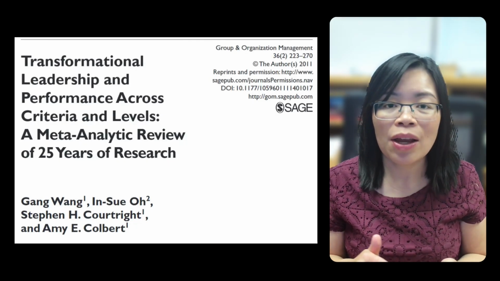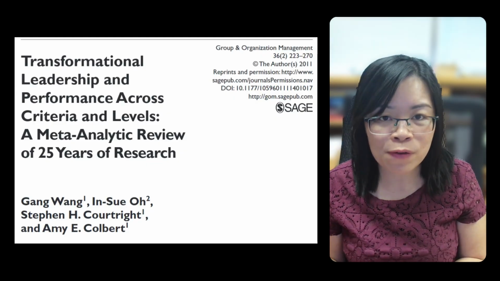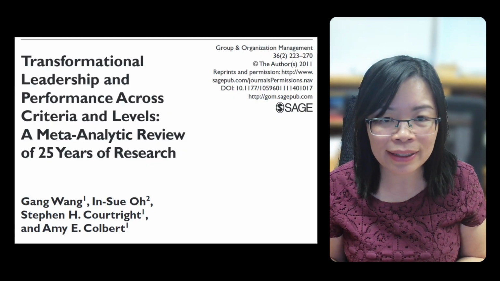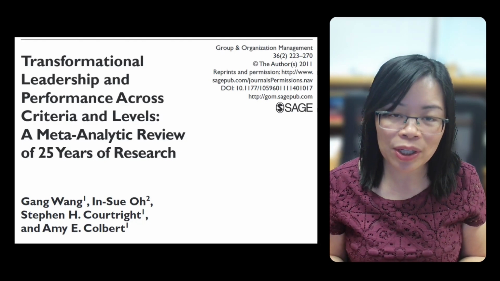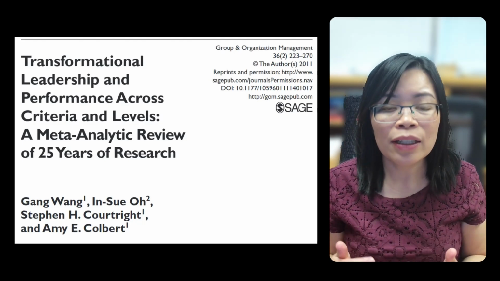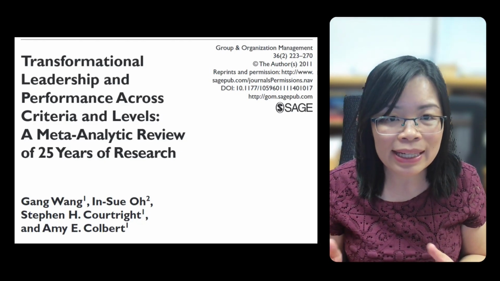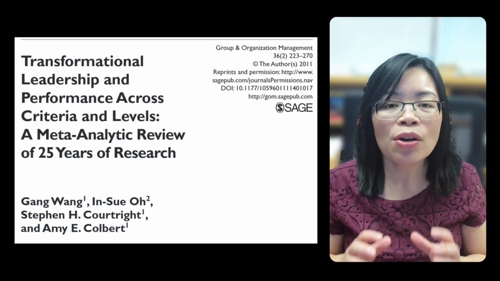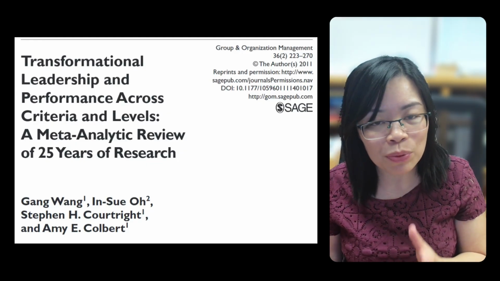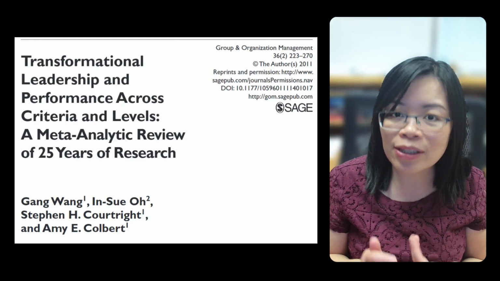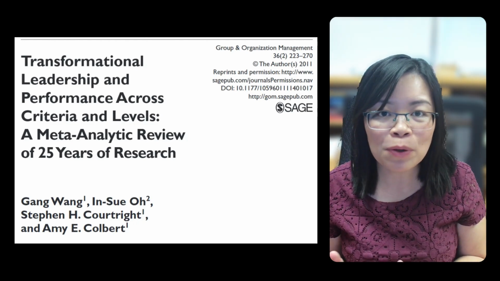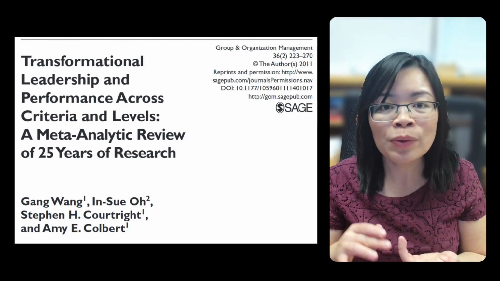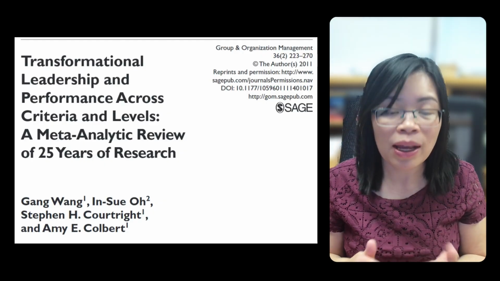For example, take this article titled Transformational Leadership and Performance Across Criteria and Levels, a meta-analytic review of 25 years of research. The authors synthesized data from 117 independent samples across 113 primary studies. They found that transformational leadership was positively associated with performance across individual, team, and organizational levels.